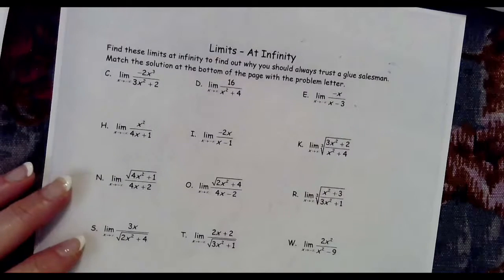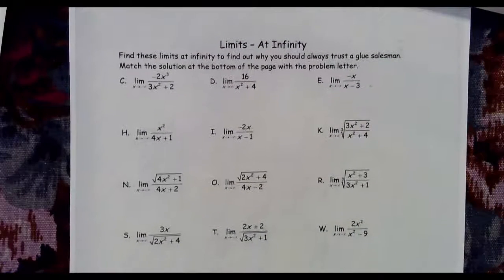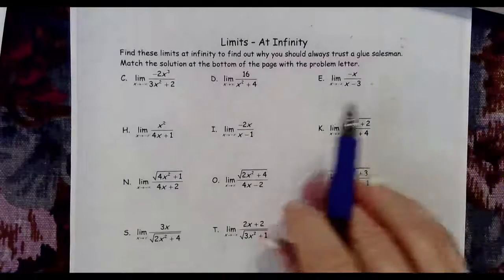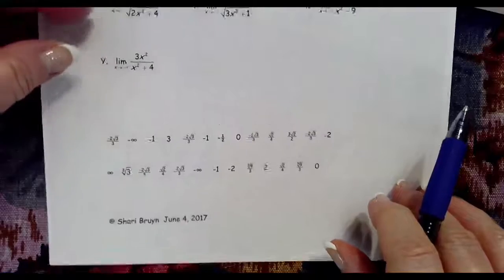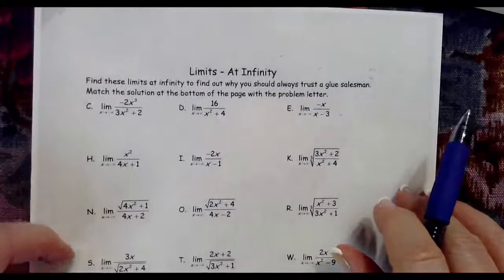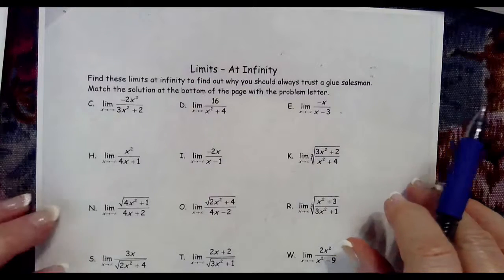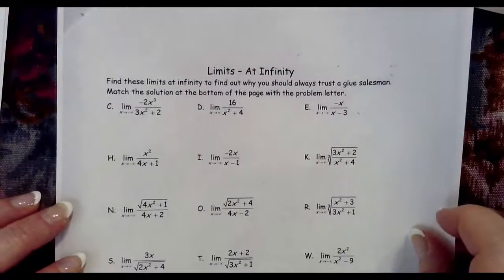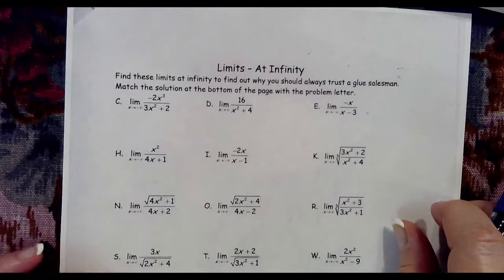Okay, we're going to start with a problem. Now, you'll notice these are not numbered in order, 1, 2, 3, 4, 5, 6, or anything like that. So what we're going to do is these letters up here with the answer, it's like those things you used to do when you're younger, where you match up the numbers with the letter that's next to the problem, and it spells out the answer to a question. So the question is, why should you always trust a glue salesman? Okay, so our process is to find out the answer so we can come down at the bottom and see what they are. So this first one says find these limits at infinity to find out why you should always trust a glue salesman. Match the solution at the bottom of the page with the problem number.